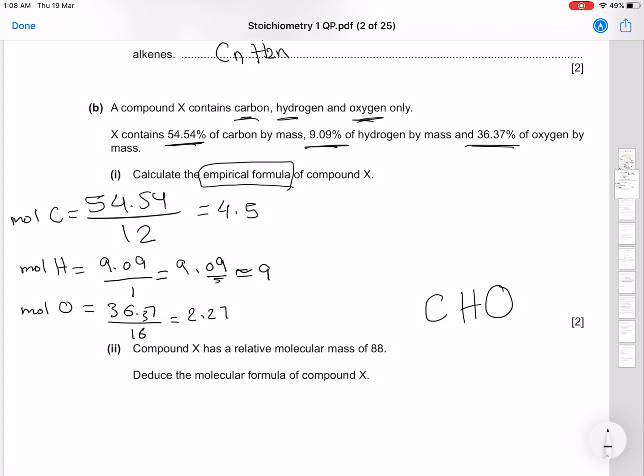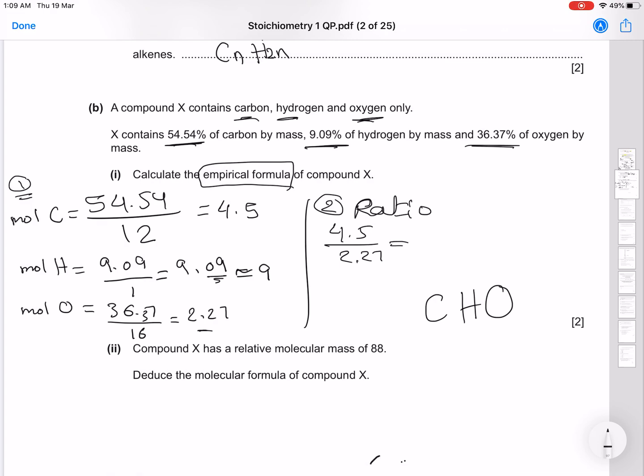As you see here, if I'm going to find the ratio between them, I need to divide by the smallest number. So that was really step number 1. We just divide the percentage by mass over the atomic mass for each element. Then step number 2, which is dividing each one by the smallest number to find the ratio between them. So the smallest number should be 2.27. So 4.5 divided by 2.27, it will be, which is the ratio for the oxygen, right?